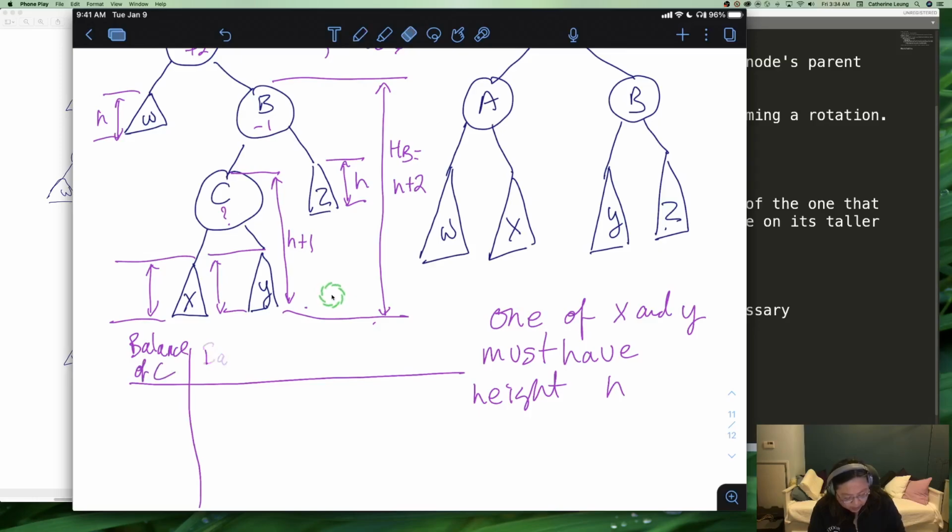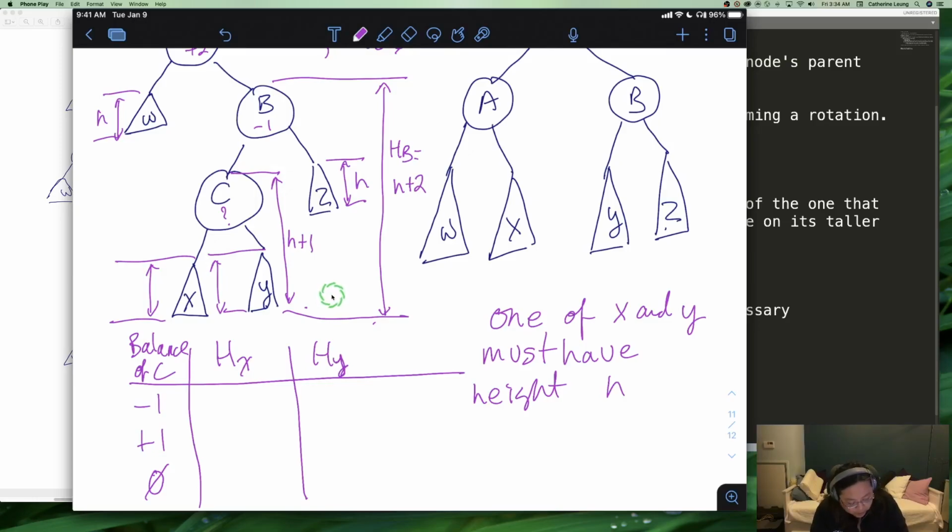Okay, C has three possible balances it can be: -1, +1, and 0. It can't be anything else because it had to have been fixed before we got to this point. Now, what is the height of X? What is the height of Y for each of the balances?